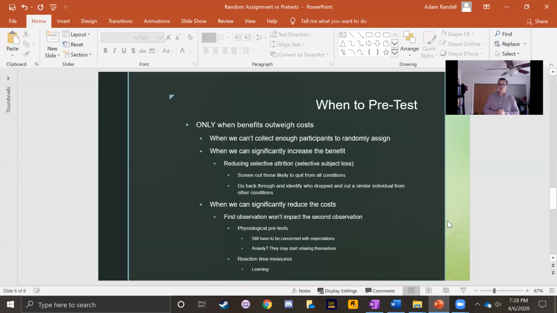Another time, sometimes we can use pre-testing as a post-hoc way to match. So let's say you didn't anticipate that a lot of participants would drop out of one condition but stay in the other.